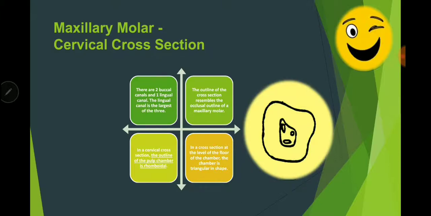All right, and so for maxillary molars cross section, there are 2 buccal canals and 1 lingual canal. The lingual canal is the largest of the 3. Okay, remember that. And the outline of the cross section resembles the occlusal outline of the maxillary molar. In the cross section, at the level of the floor of the chamber, it is triangular. So usually when you prepare endodontic access, you do a triangular access. In the cervical cross section, the outline of the pulp chamber is rhomboidal. So different, okay? In the cervical cross section, the outline is rhomboidal, okay?